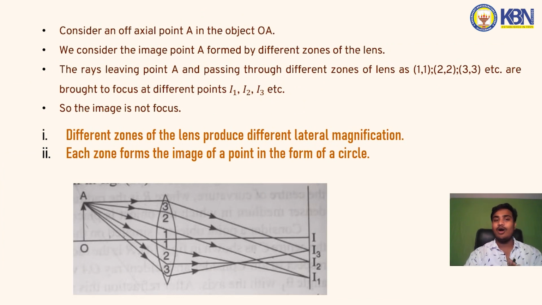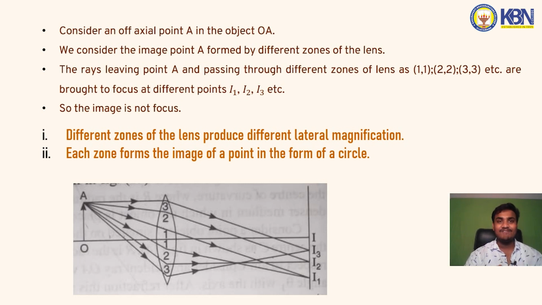If you consider an off-axial point A, which is the object OA, we consider the image of A at the different zones of the lens, I1, I2, I3. The rays leaving the point A pass through the different zones, where 1 is one zone, 2 is another zone, and 3 is the other zone, and they are brought into focus at I1, I2 and I3. The 1 rays will meet at I1, the 2 rays will meet at I2, and the 3 rays will meet at I3. So the image is not in focus.